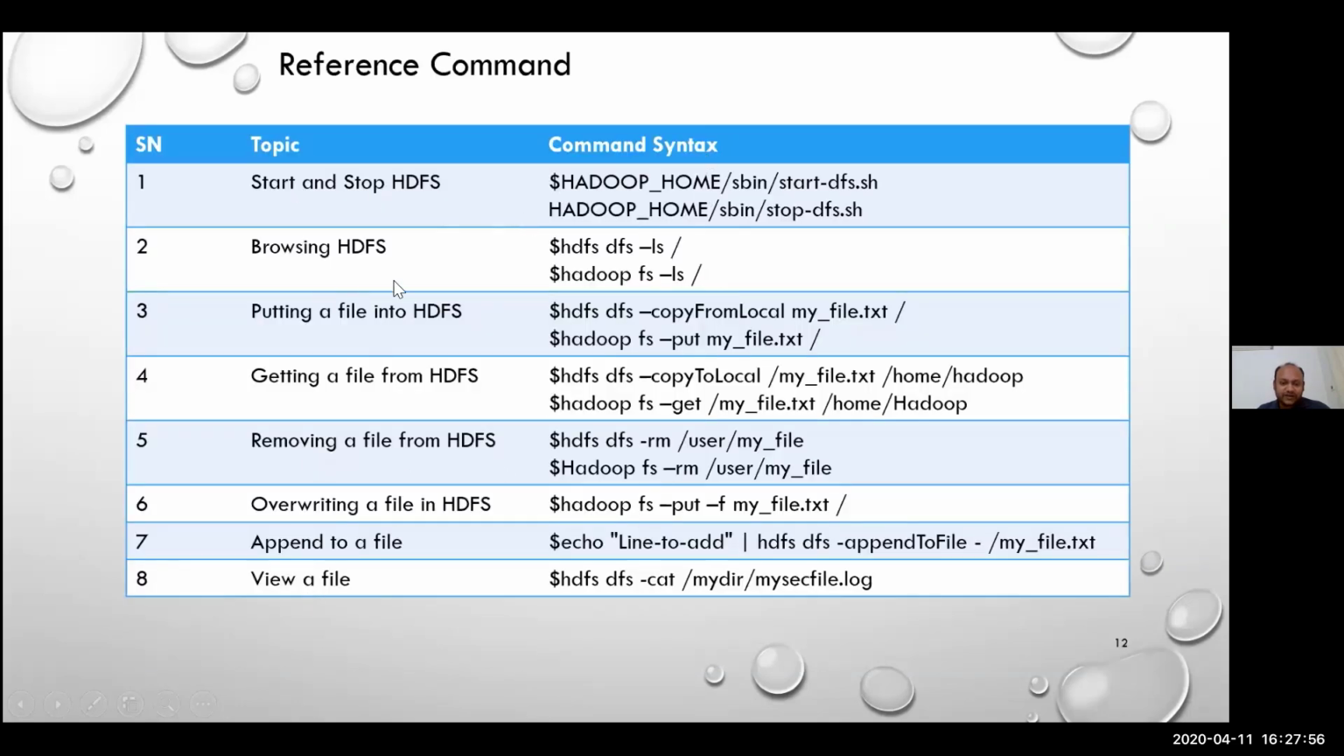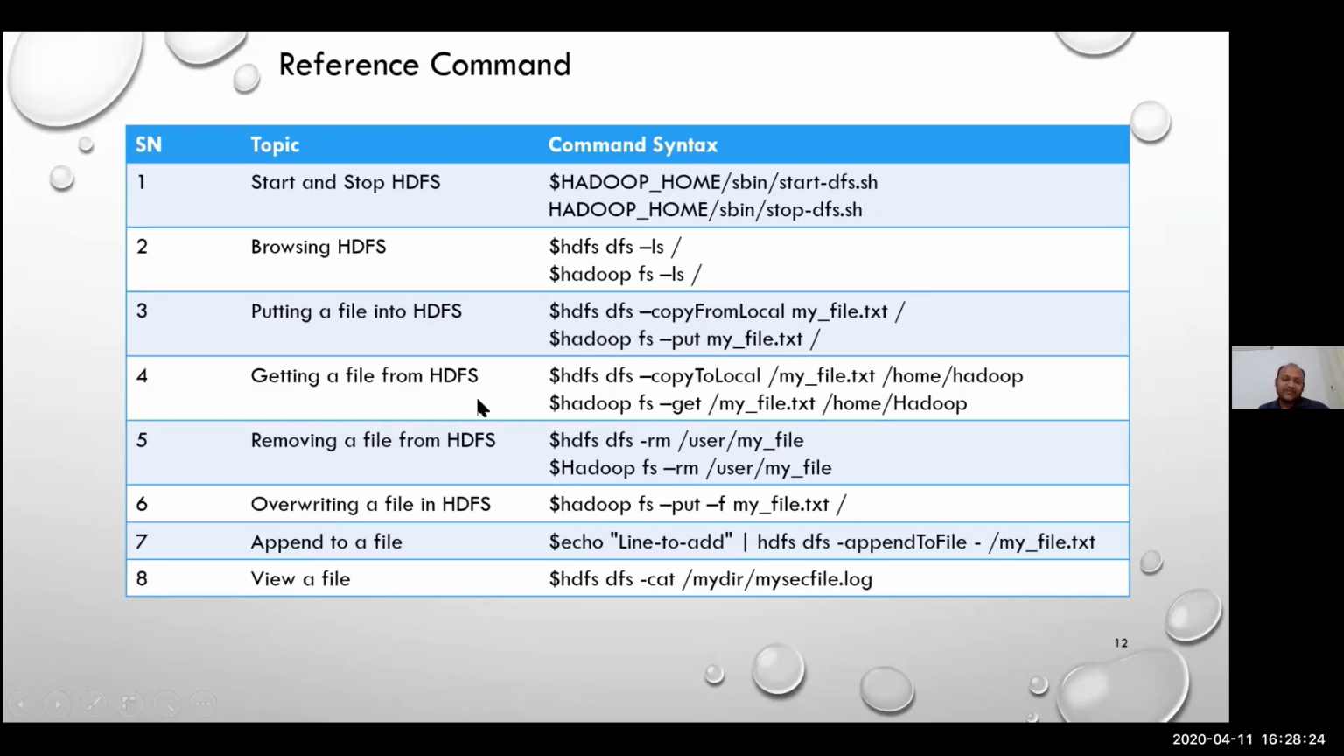If you want to browse, you can give either of the commands, for example dfs -ls on the root. If you want to browse a specific directory, you can put the specific directory path instead of the root. And if you want to put a file from your local file system to HDFS, these are the commands. I practiced this one, and you can do this one as well. Either command will work.